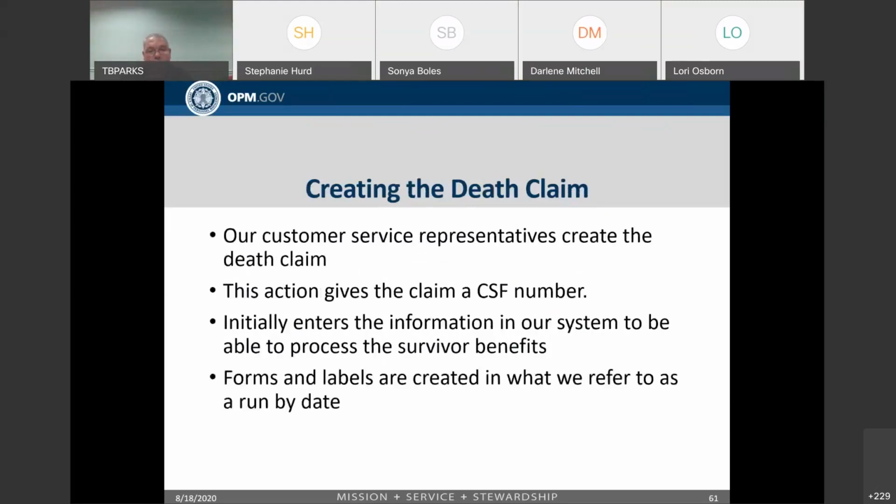At this point, then we would create the death claim. Our customer service representatives will create that death claim by entering some data into the computer system. And this action will give the claim a CSF number. Forms and labels get generated, and what we call a run by date or a cut date. So that information will get a CSF number, a claim number, and then we know what everything is there.